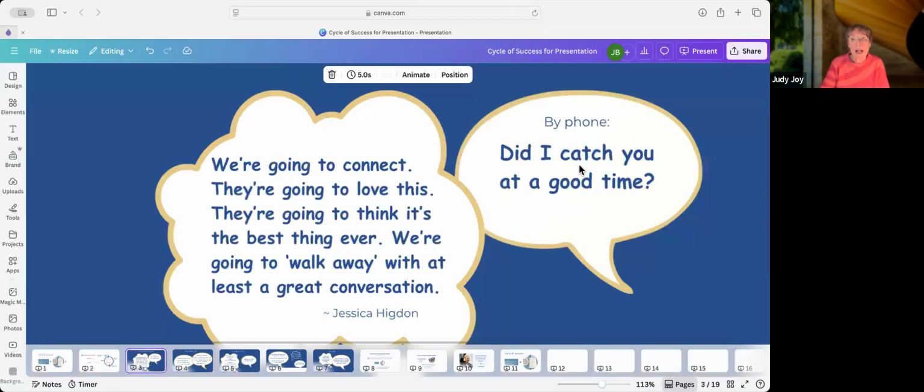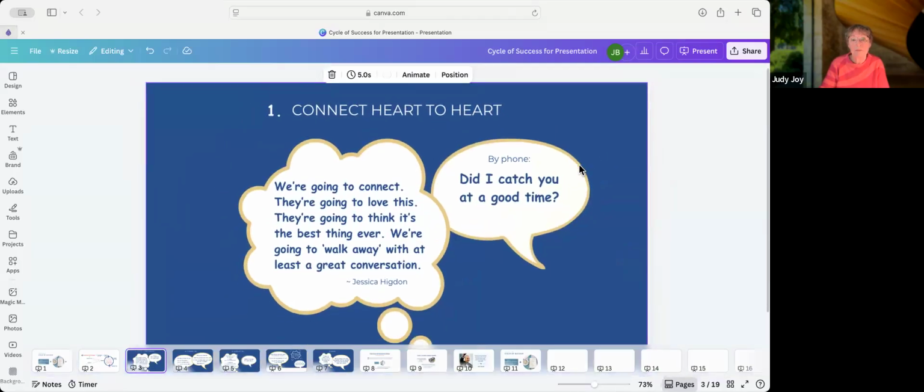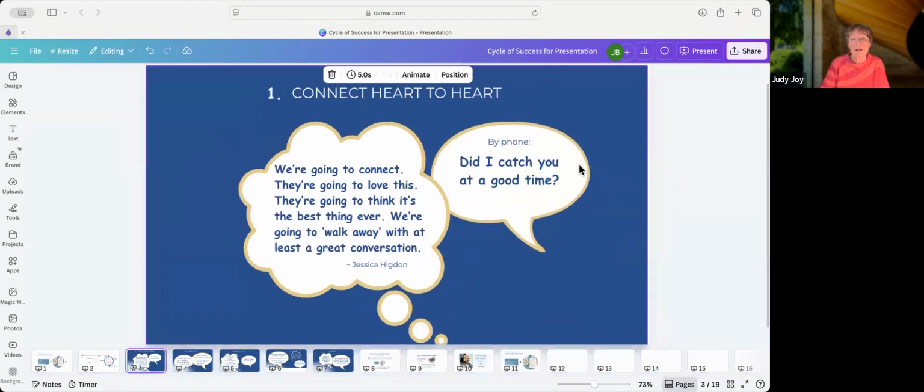Then we have our connect heart to heart. We have a document. I put it together with all of our little expressions, but it's a format. It's linear. It appeals to certain types of personality styles. Other personality styles like the visual.